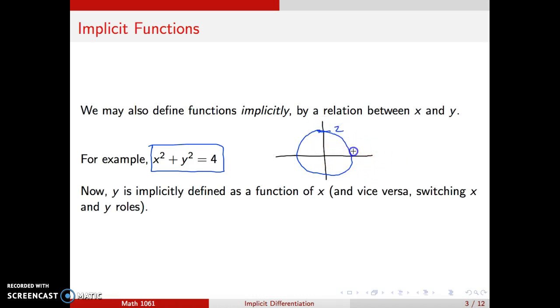You've got a circle of radius 2 centered at the origin, and we might want to know things like rates of change. So y is not an explicitly defined function of x because it's not y equals something, and in your pre-calc days you wouldn't even say it's a function of x because it fails the vertical line test. But we can think of it as implicitly defined as a function of x, or likewise you could switch roles and say x is an implicitly defined function of y.